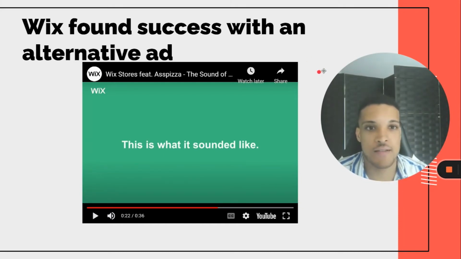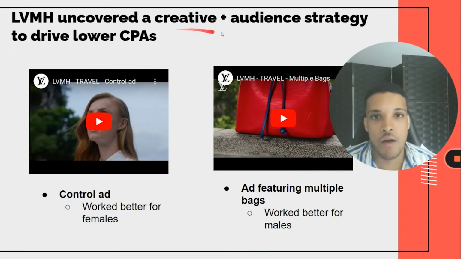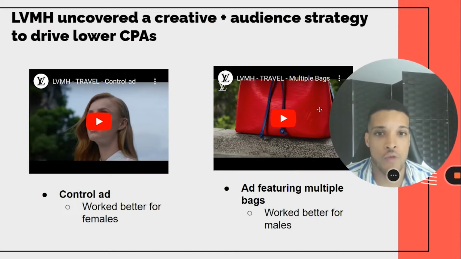So you always want to test or have some budget for testing alternative types of ads. You should really think about the objective when testing these different types of creative. Here's another creative and audience matching strategy. You can lower your CPAs when creating completely different creative based on the exact audience you're targeting.